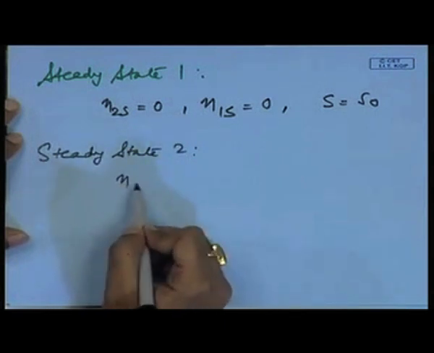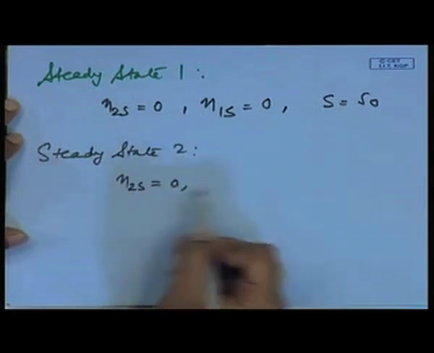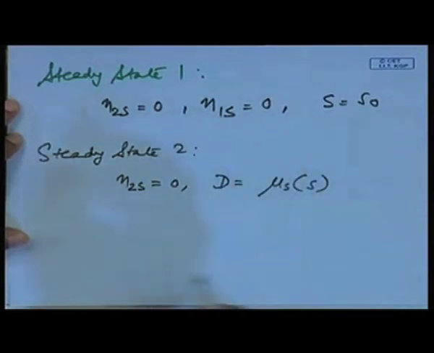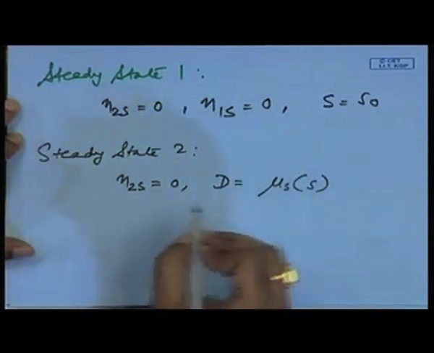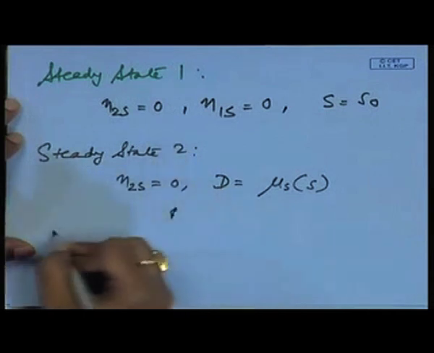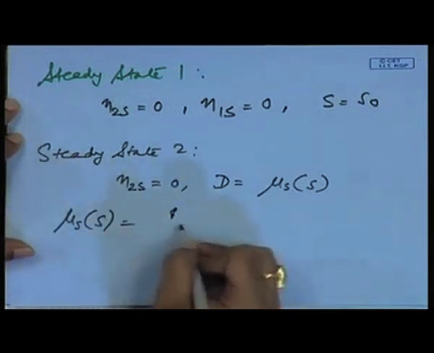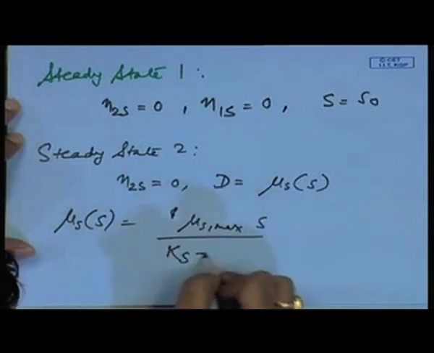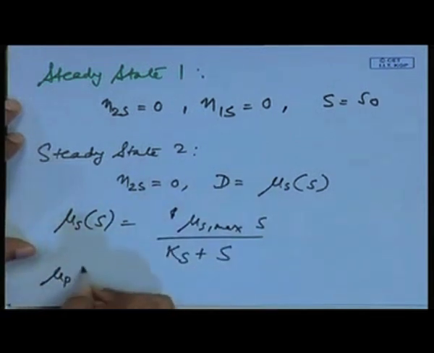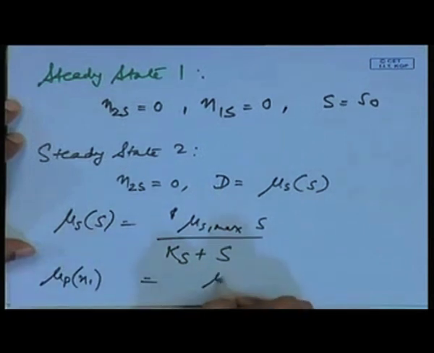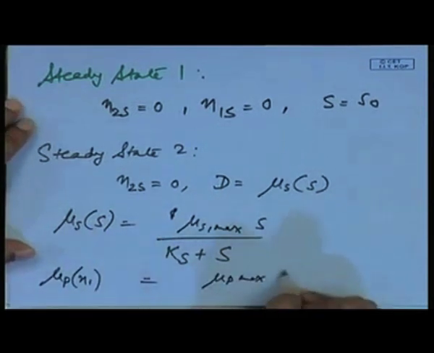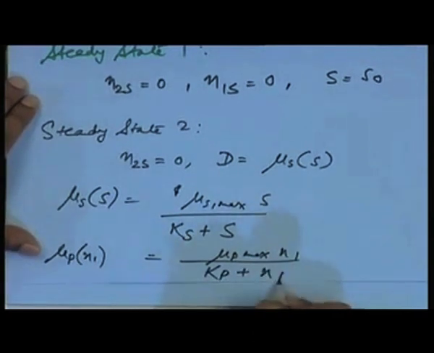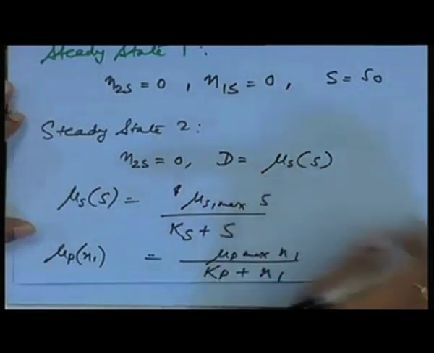is N2s equals 0, D equals mu_s(S), where mu_s(S) is given as mu_s max times S over Ks plus S, and mu_p(N1) is given as mu_p max N1 divided by Kp plus N1. Okay. So, this is 1.